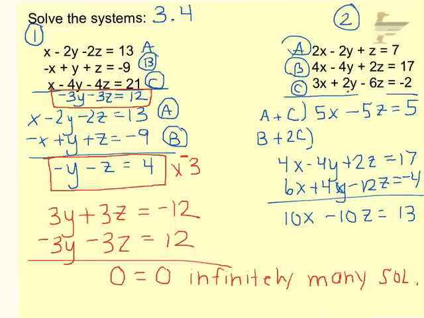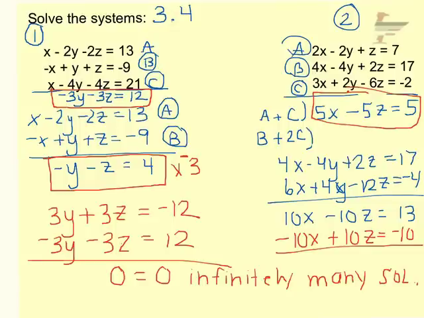If I take a different color here, this equation, and double it, okay, so I'm going to multiply by negative 2. Okay, so I'll have a negative 10x plus 10z equals negative 10. My x's and z's cancel out, but 13 minus 10 is 3. So I don't have the identity, but I have a false solution.